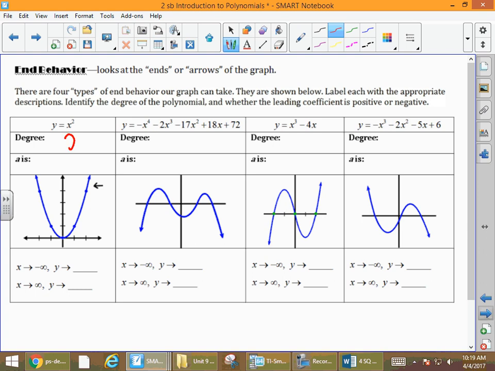Our degree is 2, and I want to go back up there and look at our directions. I started good, but I left the directions out. There are 4 types of end behavior that our graph can take, and they are shown below in our pictures. We want to identify the degree of the polynomial and whether the leading coefficient is positive or negative. And that's going to give us some help to determine our end behavior, which is at the very bottom of our chart. So our degree on this first one is 2. It's y equals x squared, which means that our coefficient is positive.